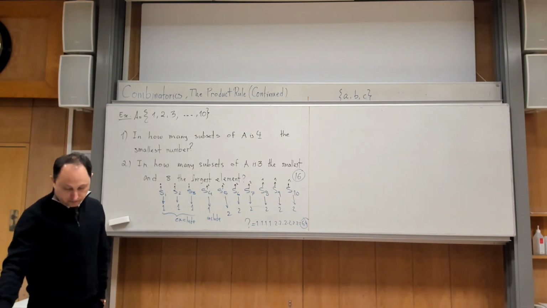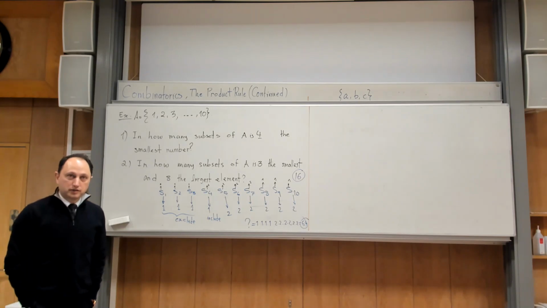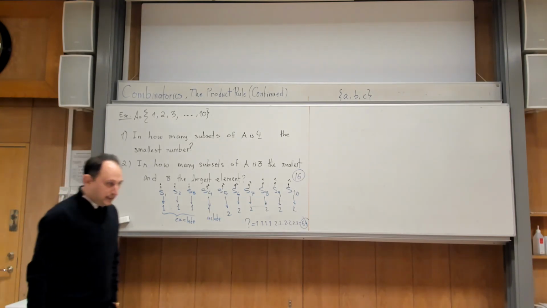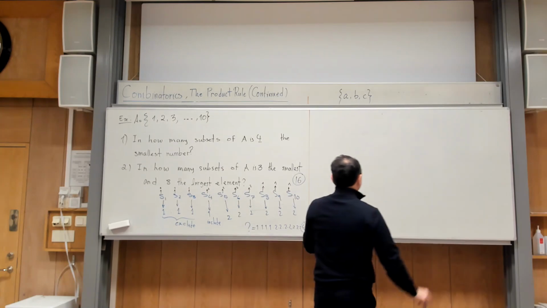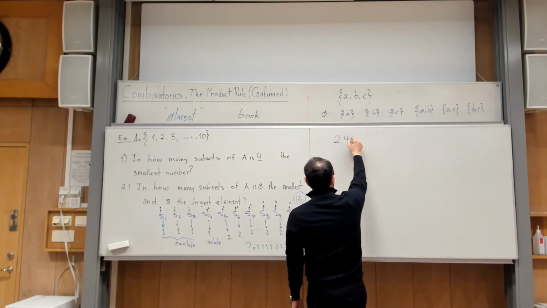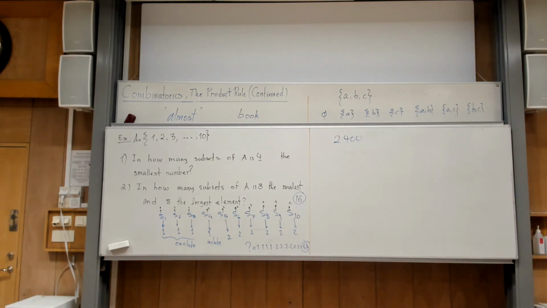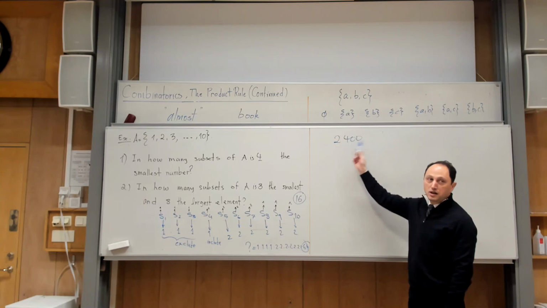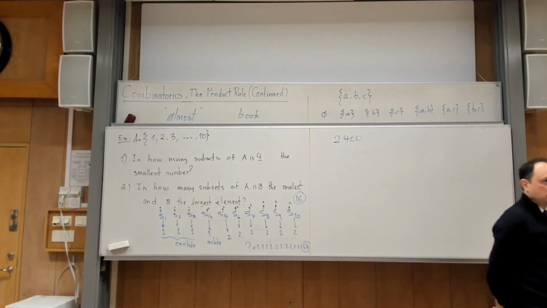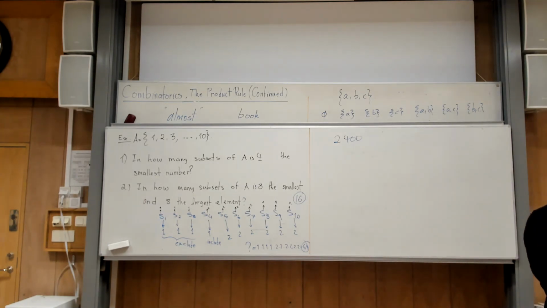Okay. Now let me ask you another question. That's also an interesting question. If I give you 2,400, and I ask you, tell me how many positive integers are there, how many natural numbers, it is better, how many natural numbers are there so that this number is divisible by them? So for example, 2 is one of them, because 2,400 is divisible by 2. 3 is one of them. I don't know, 400 is one of them. In total, how many of them are there?